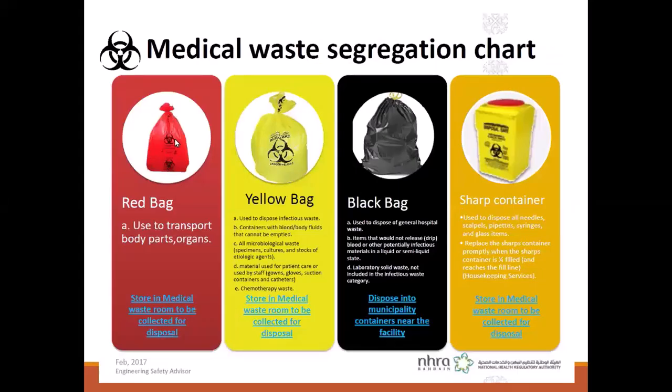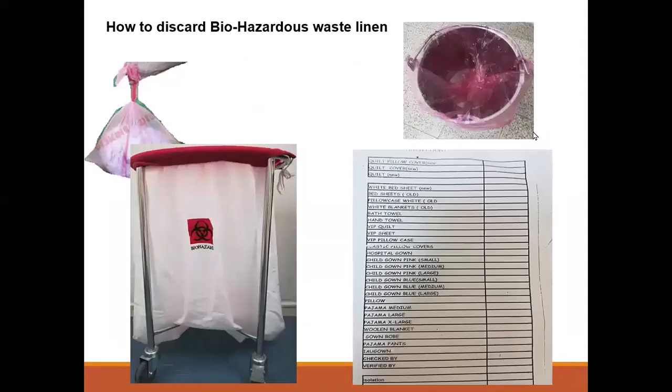Medical waste, this mainly you will see in theater and labor room, because it is used for body parts, placenta, and so on. Here the yellow bag is for biohazard or infected waste. Black is for general waste, and this is for the sharp container. Okay.